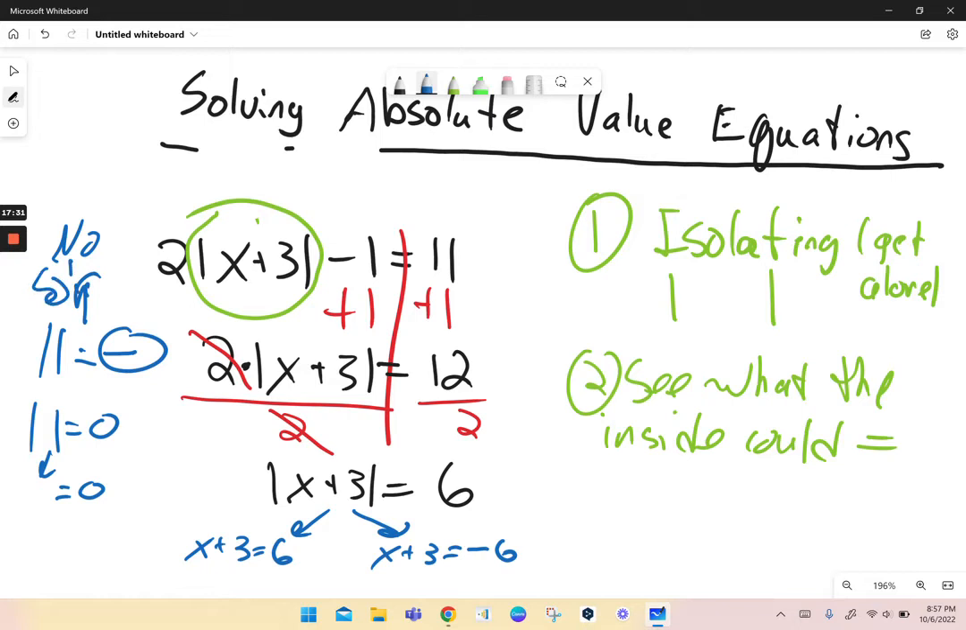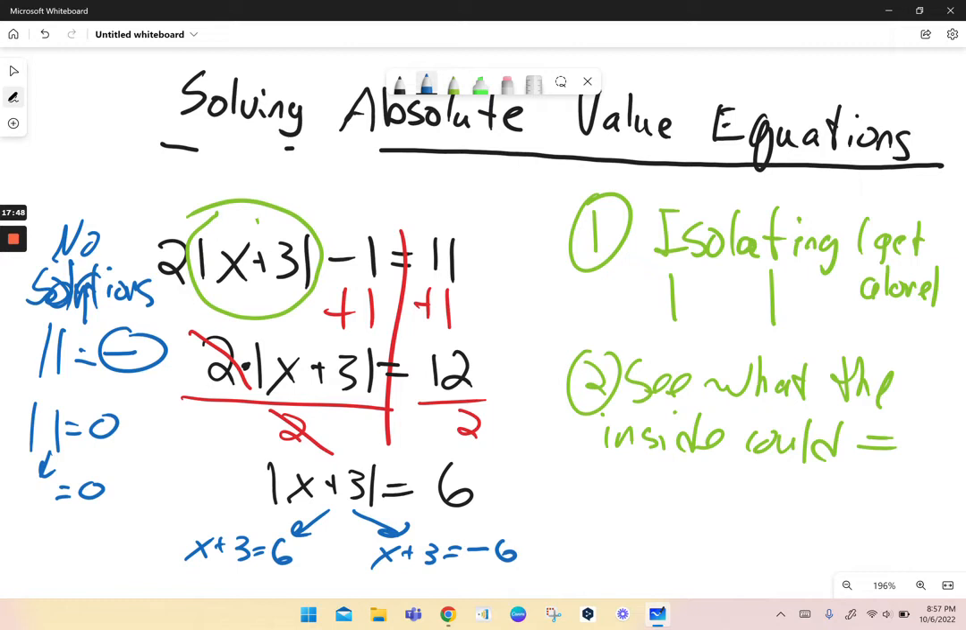So there's kind of 3 options. Option 1 is that if the absolute value is equal to a positive, the inside could be positive or negative, because the absolute value will turn it positive. If the absolute value is equal to 0, then the only thing the inside could be is 0. Or if the absolute value is equal to a negative, we're done and there's no solutions.